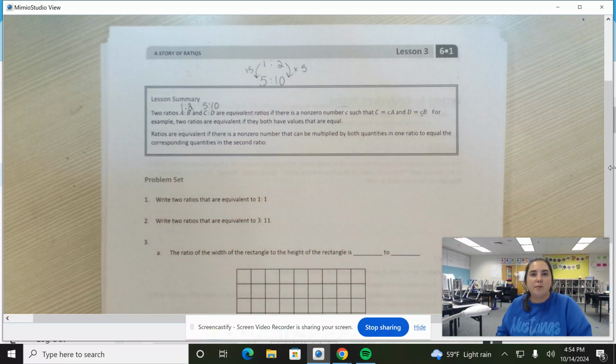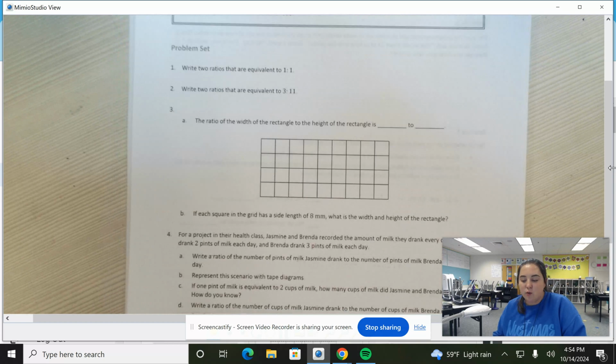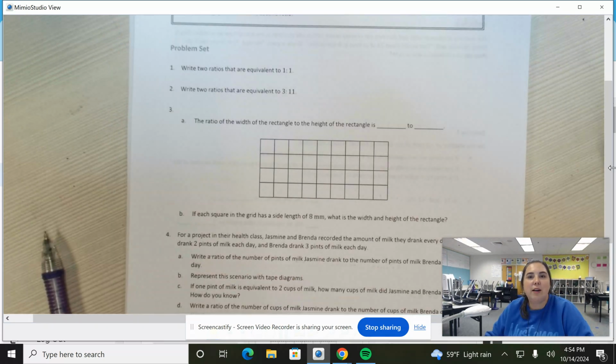All right, work on your problem set. If you have questions, they should be available soon, but ask each other, rely on each other, and try your best. If you need extra space, make sure you get lined paper. Good job, everyone.